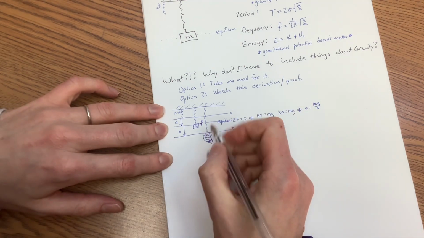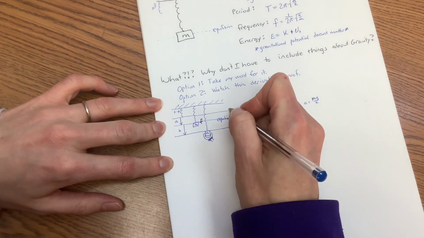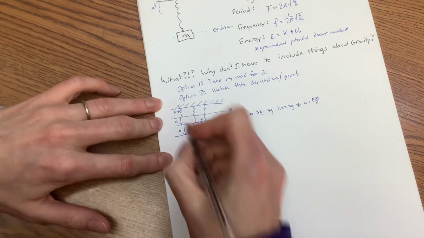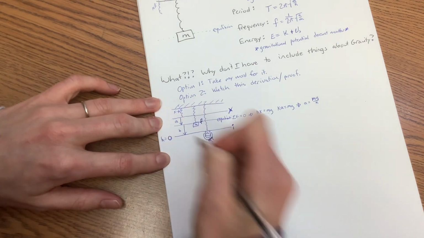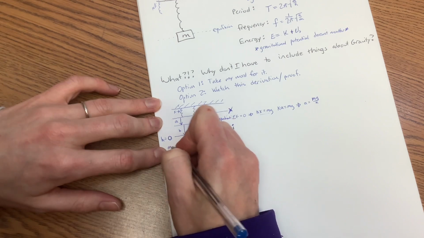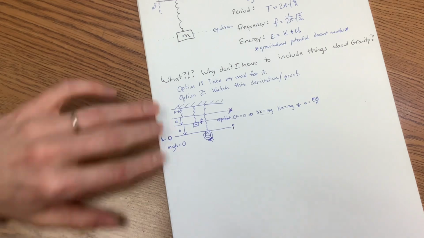And also because physicists like to be picking things that are easy, I'm going to move that 0, and I'm going to say, you know what, this is the best 0. So this is going to be where my height is 0, and that means that mg times h is 0 right at this initial line. Okay.